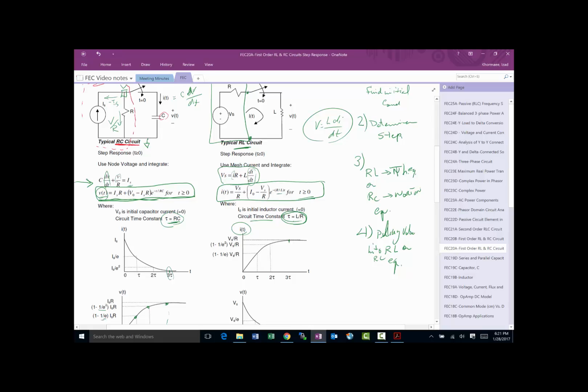Then if you're doing an RC, you find a Norton. If you're doing an RL, you find a Thevenin. And then once you've cleaned it up and have the circuit, you will have the values that you need to use for RC these equations, and for RL these equations. That brings us to the end of the step response for RL and RC circuits.